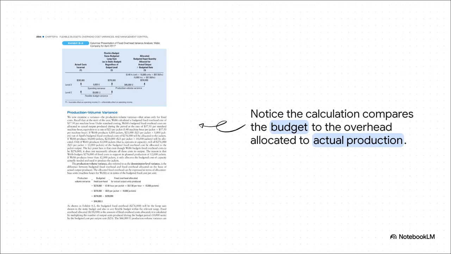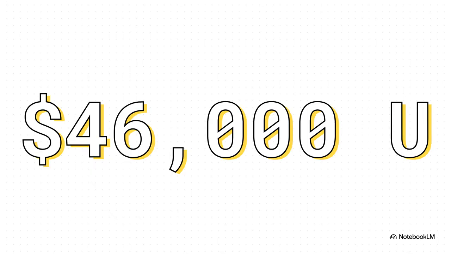Let's look at the numbers here. Our plan, our budget, was $276,000. But based on how much we actually produced, we only applied $230,000 of overhead to our products. The volume variance is just that gap between the plan and what our actual production earned. That's the comparison that matters. And that gap is $46,000 unfavorable. Now, wait a minute. Why is it unfavorable? It's not because we spent too much money. It's unfavorable because we produced less than we planned to.